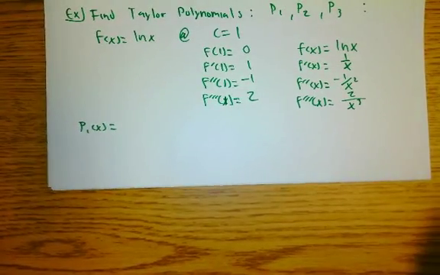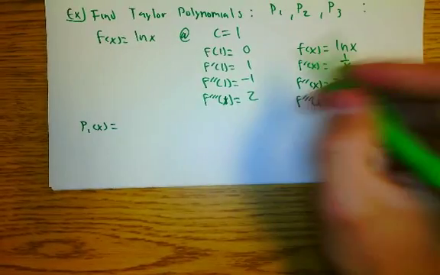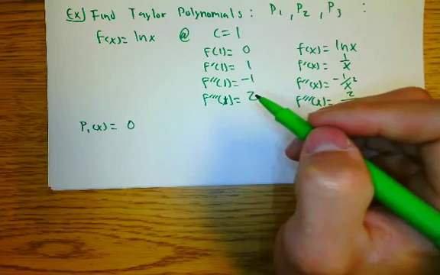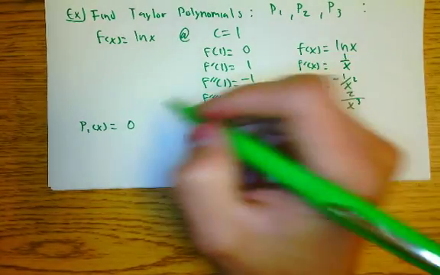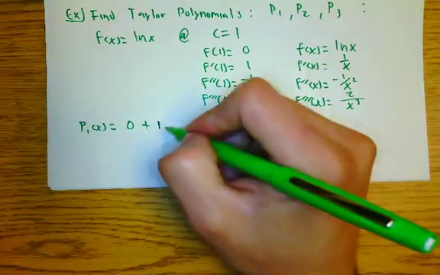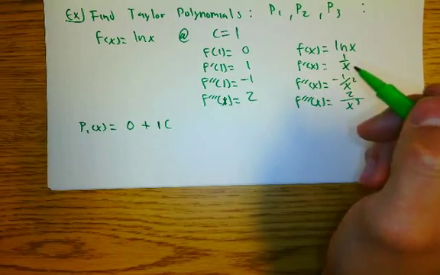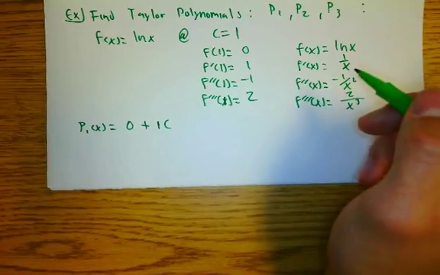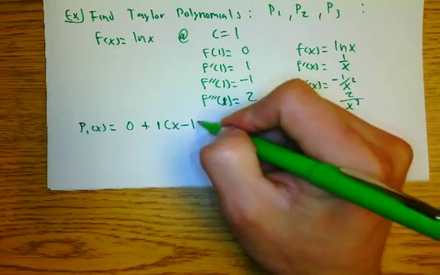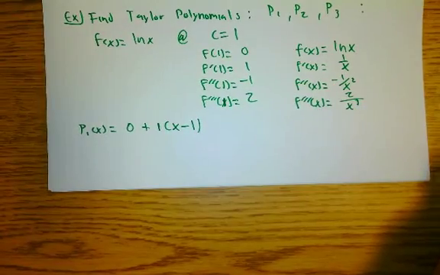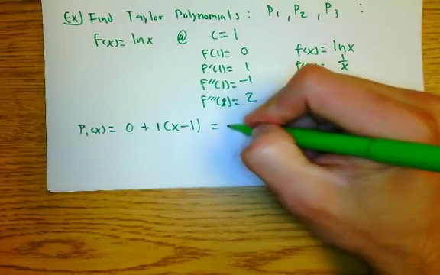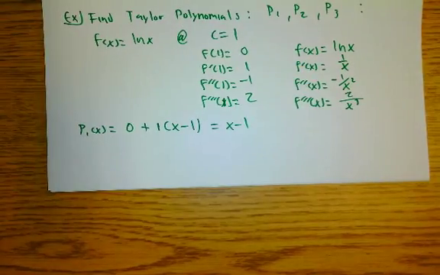So you're going to start with 0. And then what? Plus 1. And this one looks a little different because it's not centered at 0. So it's going to be x minus the center. So in this case, x minus 1 to the first power, right? And that's it. That's your first degree Taylor polynomial. If you simplify, that means it is just going to be x minus 1. Agreed?